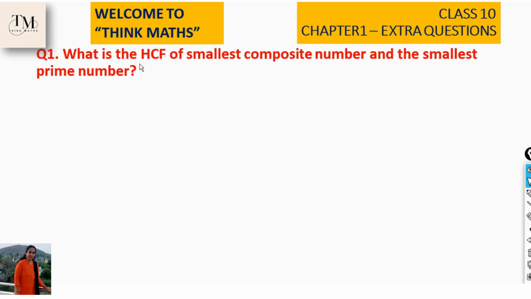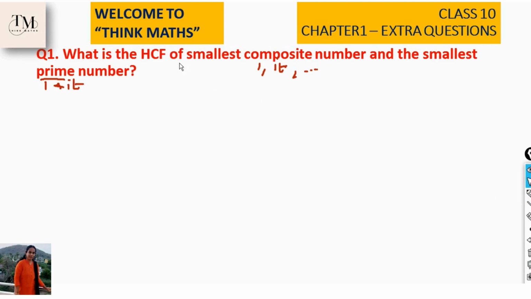Now the first question is, what is the HCF of the smallest composite number and the smallest prime number? First, what is a composite number? A composite number is a number that is divisible by 1, itself and many other numbers. A prime number is nothing but a number divisible only by 1 and itself. So those numbers are called prime numbers.